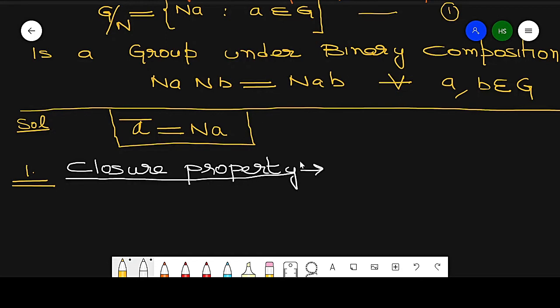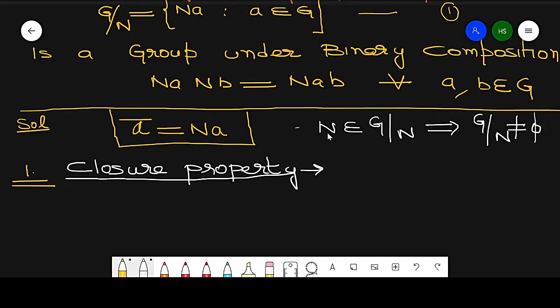Before that, I prove that this is a non-empty set, because if it is a non-empty set, then we can take any element from that set. So clearly, as e belongs to G, because G is a group, identity belongs to G, and Ne means N, and N is a part of this. So clearly N belongs to G by N. So it implies G by N is non-empty.